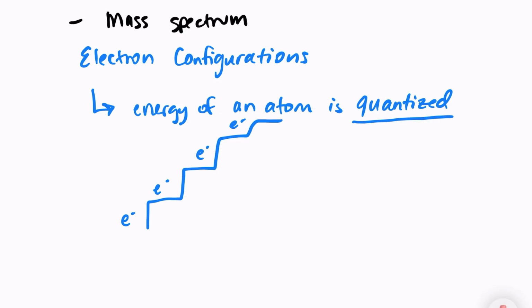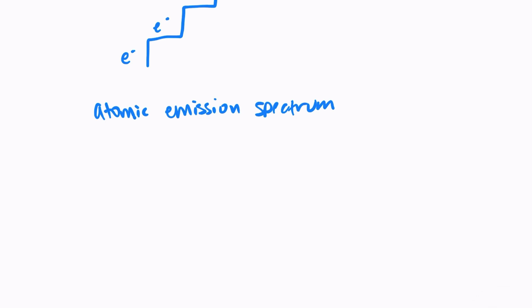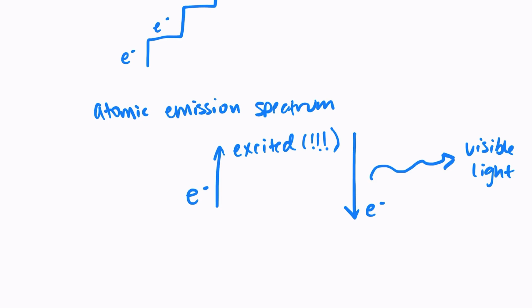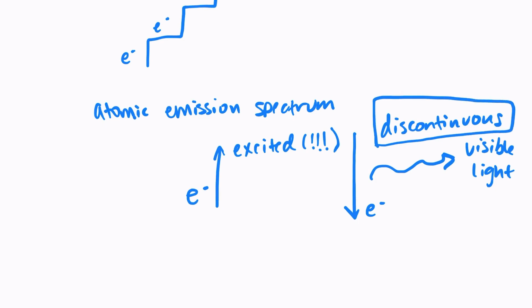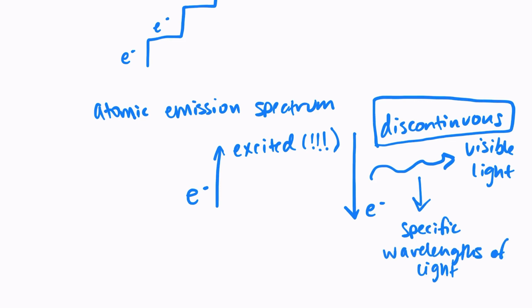And how we found this to be true is by looking at the atomic emission spectrum. And the atomic emission spectrum is proof that energy inside of an atom is quantized. Basically what happens in an atomic emission spectrum is electrons are hit with energy, they become excited and full of energy, but when they relax, they emit light. And what's interesting about this light is that it is discontinuous. The atomic emission spectrum is discontinuous, which means that it produces specific wavelengths of light, which shows that a specific amount of energy is released.